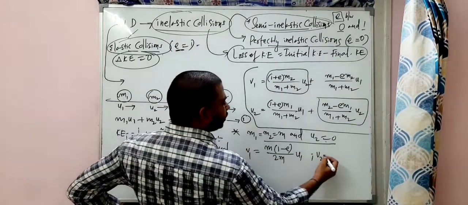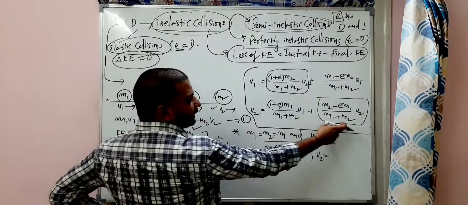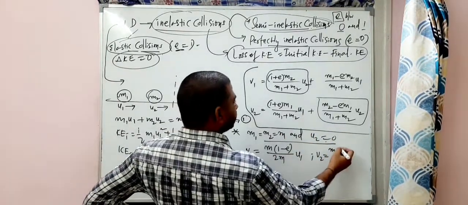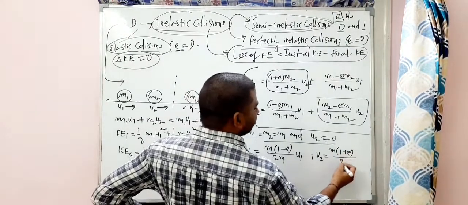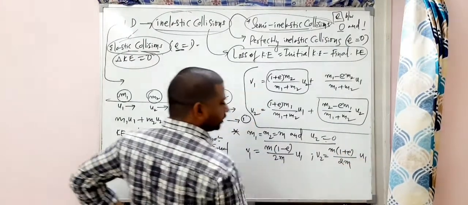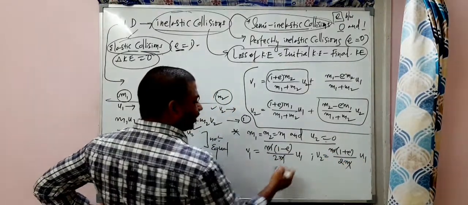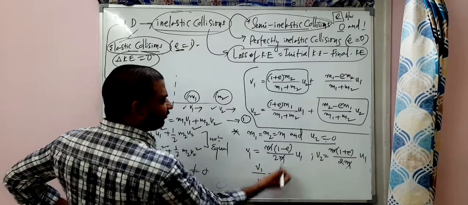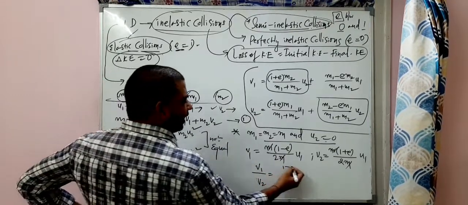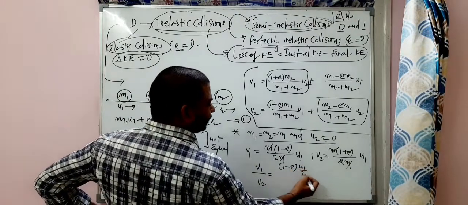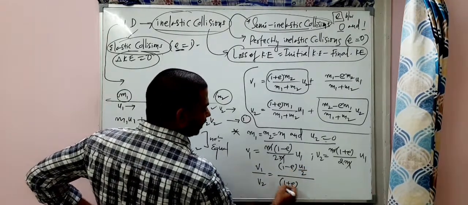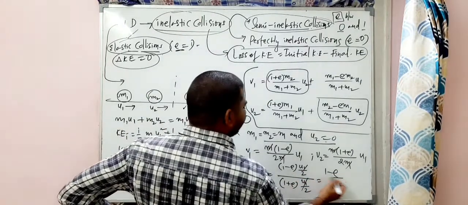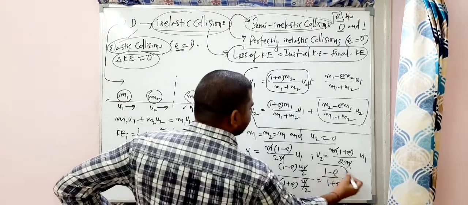And here v2 is equal to what? v2, this is 0 because the second body is at rest. So this is m into 1 plus e divided by 2m into u1. So the m cancels and here also m cancels. Right? So what I can write is v1 by v2: 1 minus e into u1 by 2, divided by 1 plus e into u1 by 2. u1 by 2, u1 by 2 cancel. And a very, very important expression we have got.